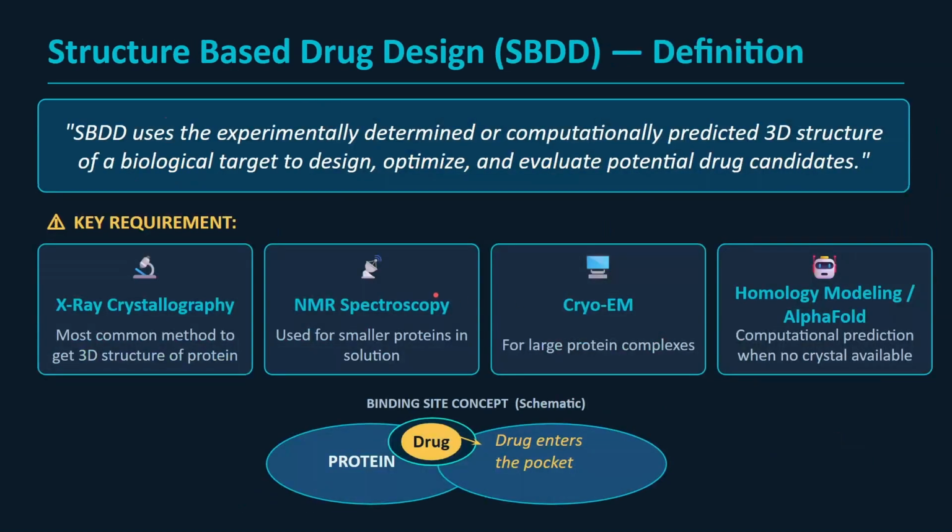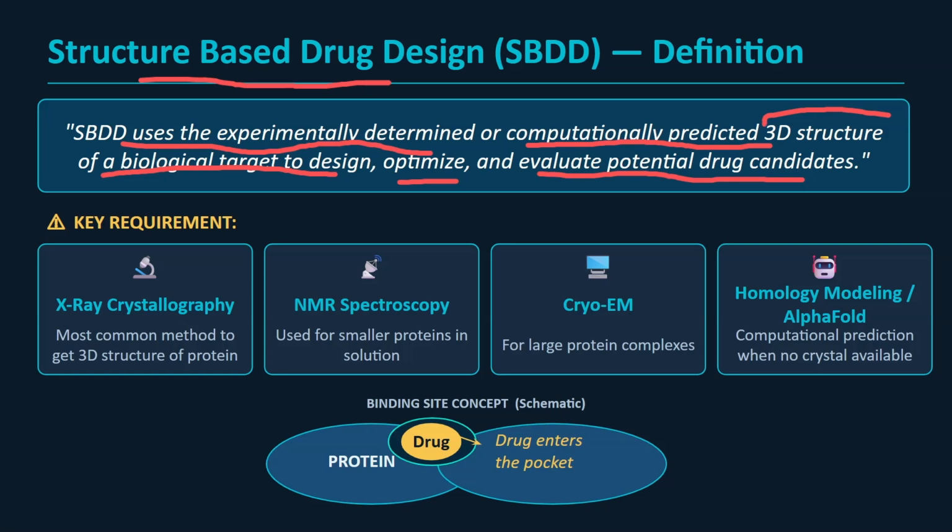So what exactly is structure based drug design? It uses the experimentally determined and computationally predicted 3D structure of a biological target to design, optimize, and evaluate potential drug candidates. The most important requirement for structure based drug design is the 3D structure. So, the 3D structure of a protein is very important here. We need to know the 3D structure of a protein.